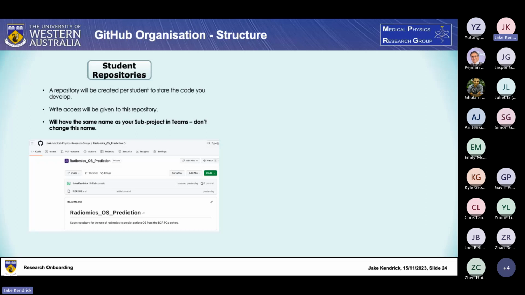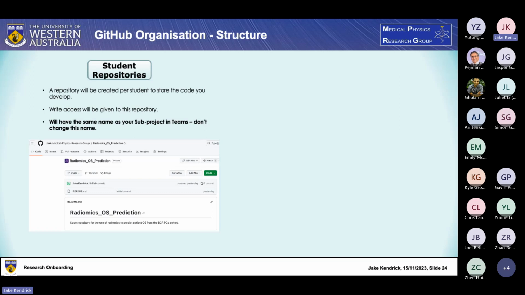Now, with this specific GitHub organization, we have the overarching organization, and within that, we're going to have a number of different repositories that refer to code developed for different projects, different sub-projects, and different things, right? The overall structure is going to be structured something like this. So we're going to have two types of code repositories within our GitHub organization. The first type is going to be student repositories.